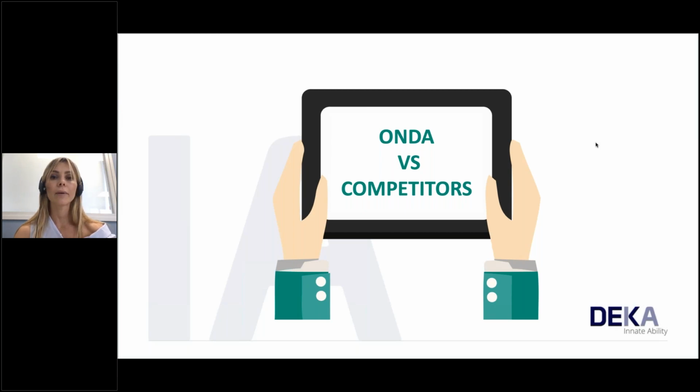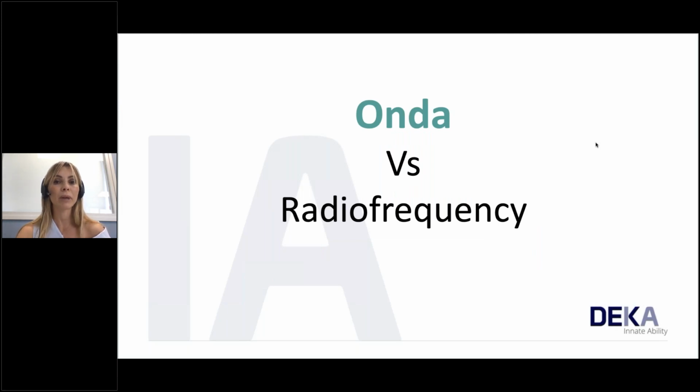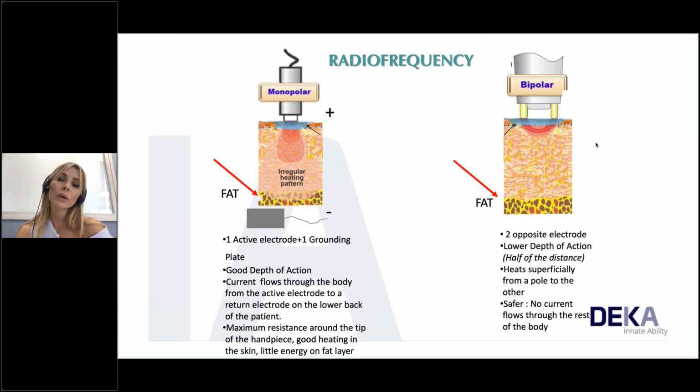But let's see the difference with other systems you are maybe familiar with. First, radio frequency. The radio frequency you find on the market can be divided into monopolar and bipolar. The monopolar has a good depth action, but the problem is that the current flows through the body from the active electrode to a return electrode on the lower back of our patient. So it's a procedure that will improve skin tightening, but at the same time, it's not particularly safe.